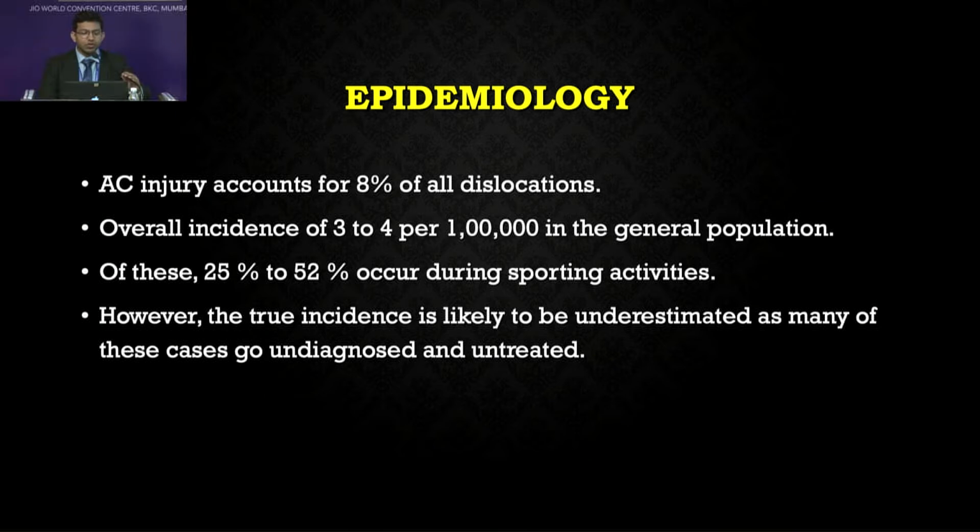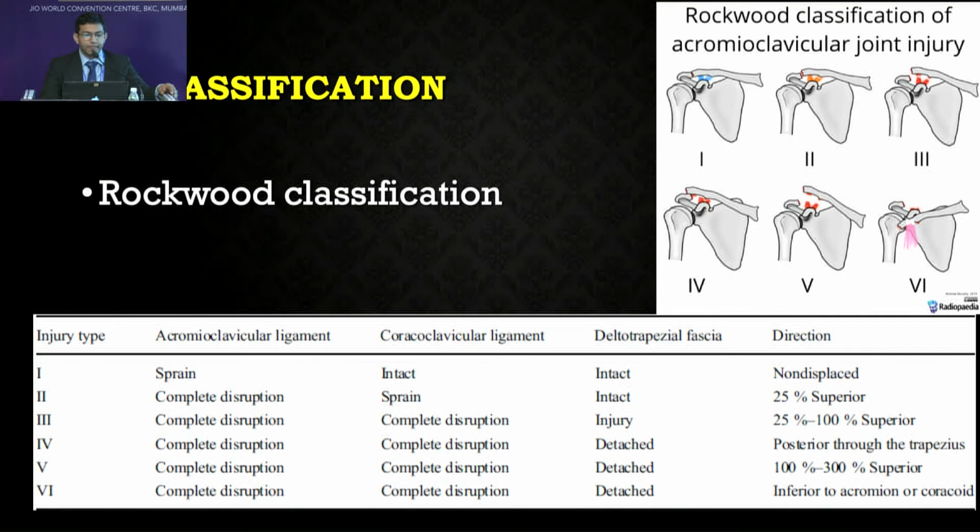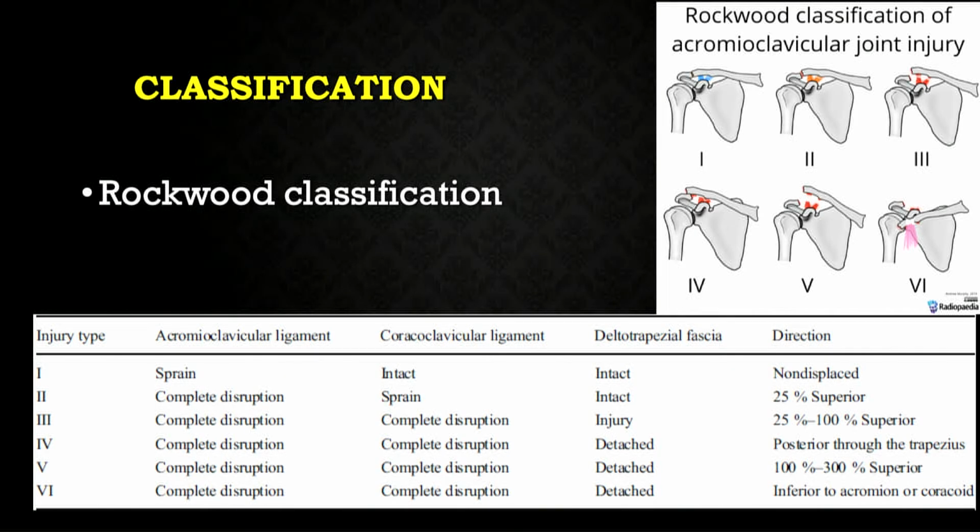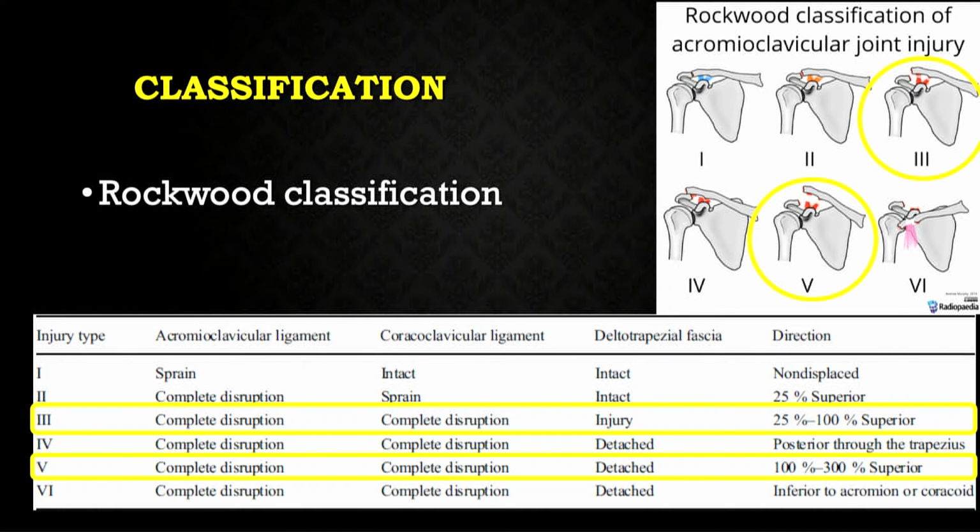Acromioclavicular injury accounts for 8% of all dislocations. Its overall incidence is 3 to 4 per 1 lakh in the general population. Of them, the majority come from sports activities, and the true incidence is unknown because it is underestimated, as many cases go undiagnosed and untreated. We are all very well aware of the Rockwood classification. Here we are focusing mainly on Rockwood type 3 and type 5 dislocations.